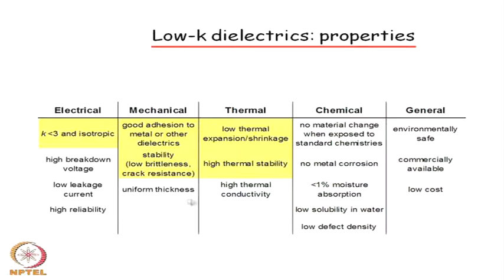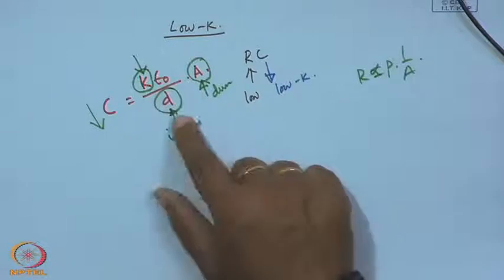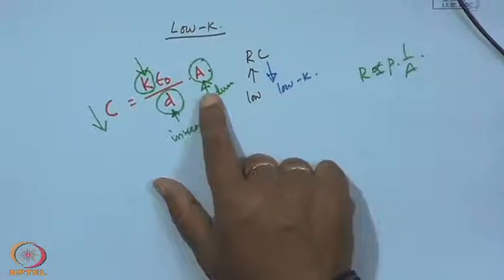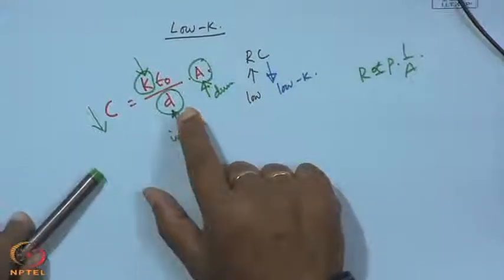Apart from the general issues like it must be commercially available, it must have low cost, it must have environmental safety, etc. And if we go back again to the electrical properties of low K dielectric material, apart from the value of the dielectric constant which must be less than 3, it must have high breakdown voltage, low leakage current and high reliability, because we know that when we use this expression C equals K epsilon 0 A by D, this D you cannot take any value.